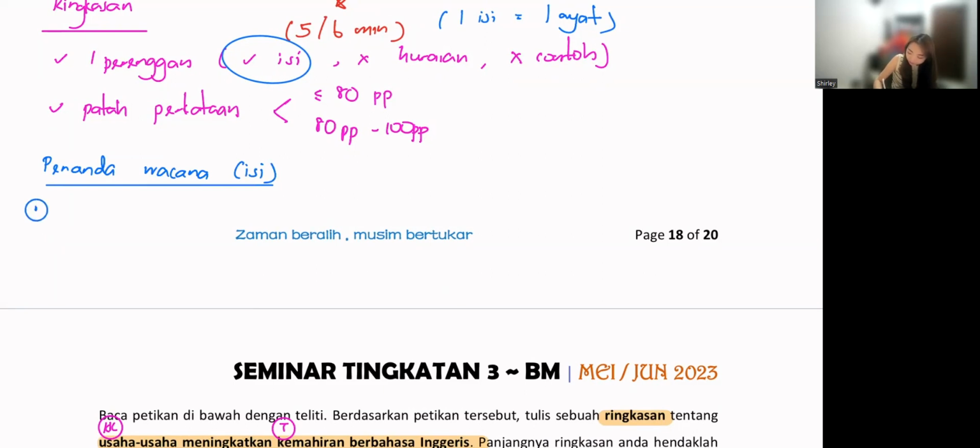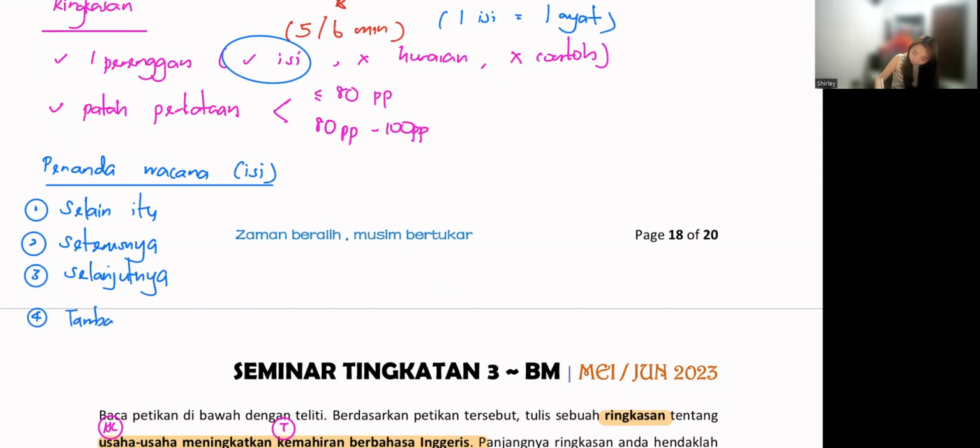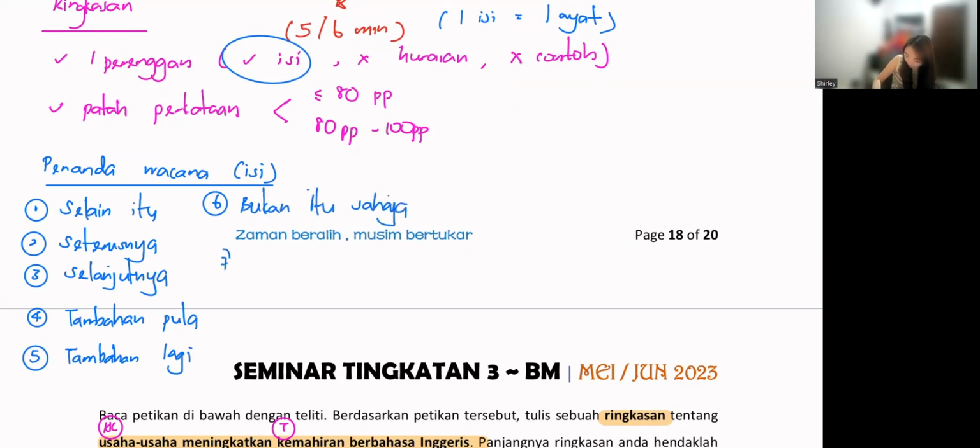Okay, the first one, selain itu. Second one, seterusnya. The third one, selanjutnya. And then number 4, tambahan pula. And then number 5, tambahan lagi. And then number 6, bukan itu sahaja. Number 7, something itu.